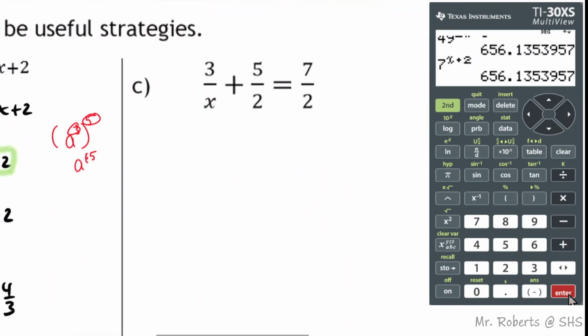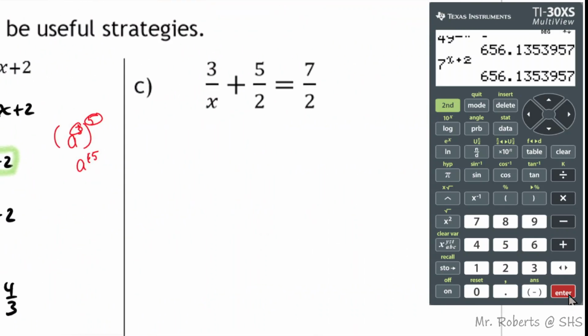All right, let's move to part C. On C, we have this situation where we want to bust up a fraction.